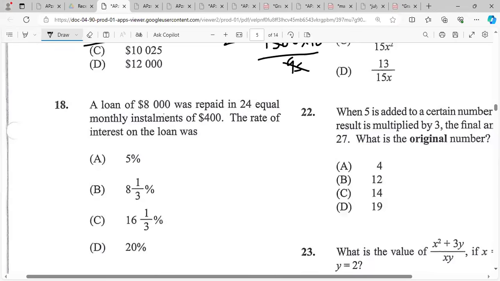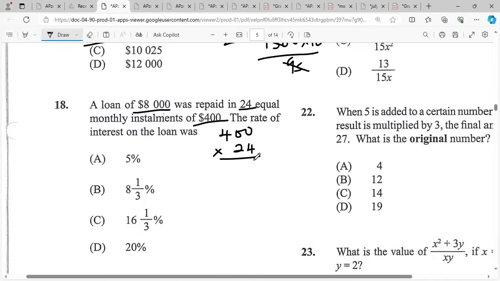Number 18 says a loan of 8,000 was repaid in 24 equal installments of 4,000. The rate of interest of the loan was, so we need to figure out the interest, because if you borrow a loan and it's only 8,000 you borrow and you have to pay back 24 times 4, that means that's the profit they make in this, right? But you can't get a loan without paying that interest on it.